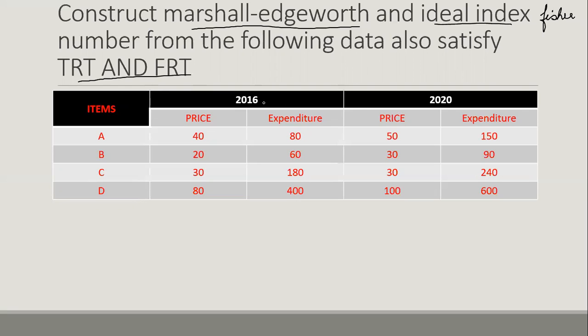Here 2016 is the base year and this is the current year. They have given us price and expenditure. Price into quantity is equal to expenditure, or it is nothing but value. We need quantity, not expenditure. So what you have to do is find out quantity. How will you find out quantity? Quantity is equal to expenditure or value divided by price.